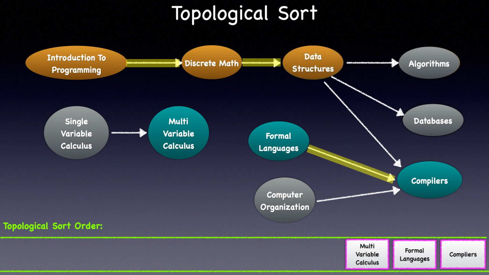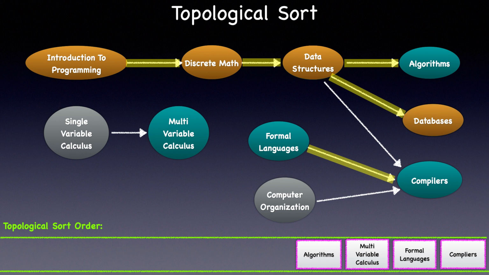Data structures is connected to two unexplored nodes, algorithms and databases. We can navigate to either one of them, so let's just navigate to algorithms. There is nowhere else to navigate from algorithms, so we will set it as explored and insert it in the list. We'll backtrack to data structures. The next unexplored node is databases, and we will navigate to it.